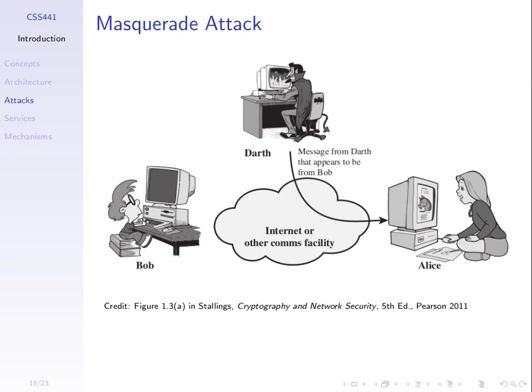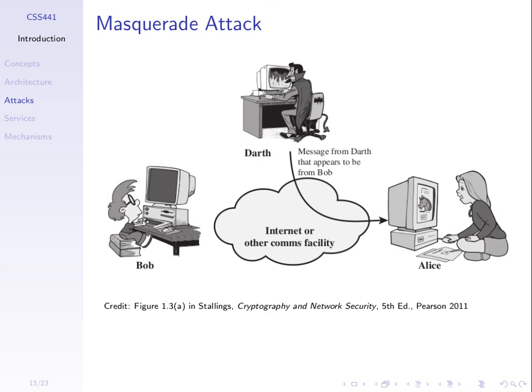How can we prevent such an attack? How can we stop this from happening? Alice gets a message, an email for example, and in that email it says, increase the salary of Darth by 10,000 baht, signed by Bob. At the bottom it's from Bob. How can we make it easier for Alice not to be fooled by this message?